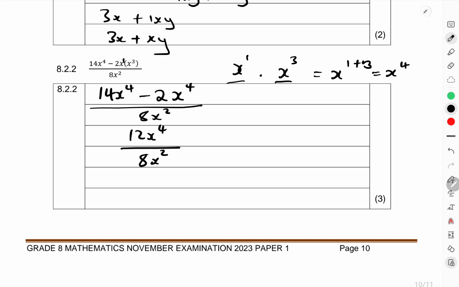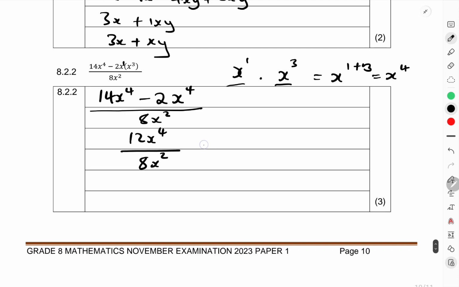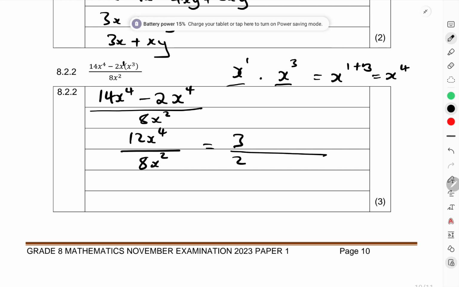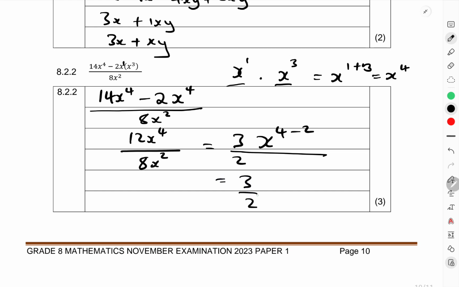Now, since I am dividing, I have to use the laws of exponents. If the bases are the same and you are dividing, you subtract your exponents. Meaning, what is 12 divided by 8? This is the same as 3 over 2. Then I'm going to have x to the power 4 minus 2, because in the laws of exponents, you subtract your exponents if you are dividing. Meaning I'm going to have 3 over 2 x to the power of 2 as my final answer for 8.2.2.